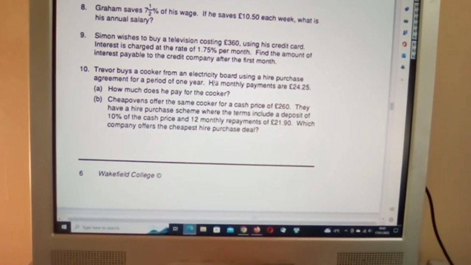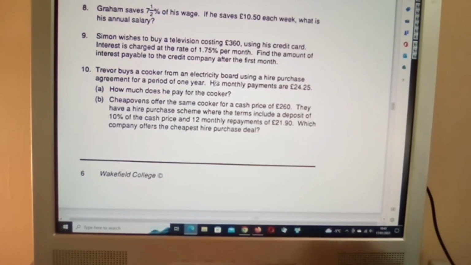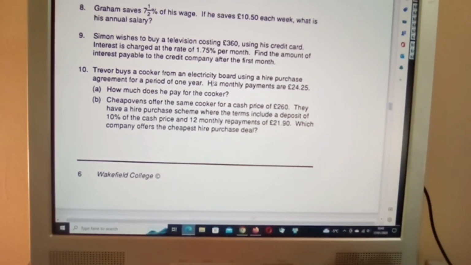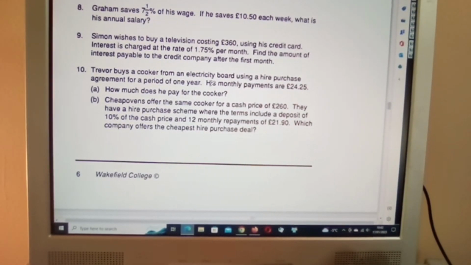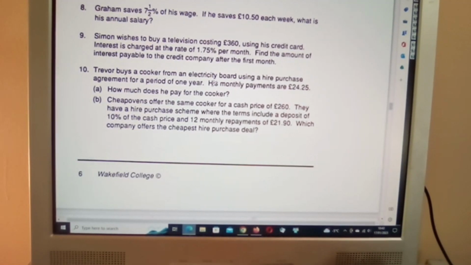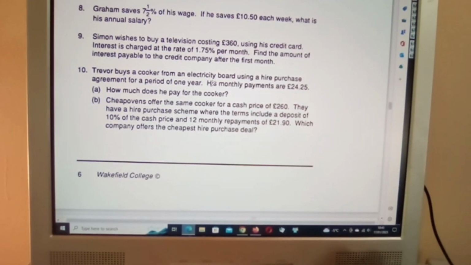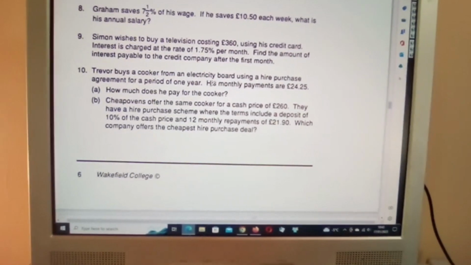Right, here you have Simon wishes to buy a television, costing £360 using his credit card. Interest is charged at the rate of 1.75% per month. Find the amount of interest payable to the credit company after the first month.